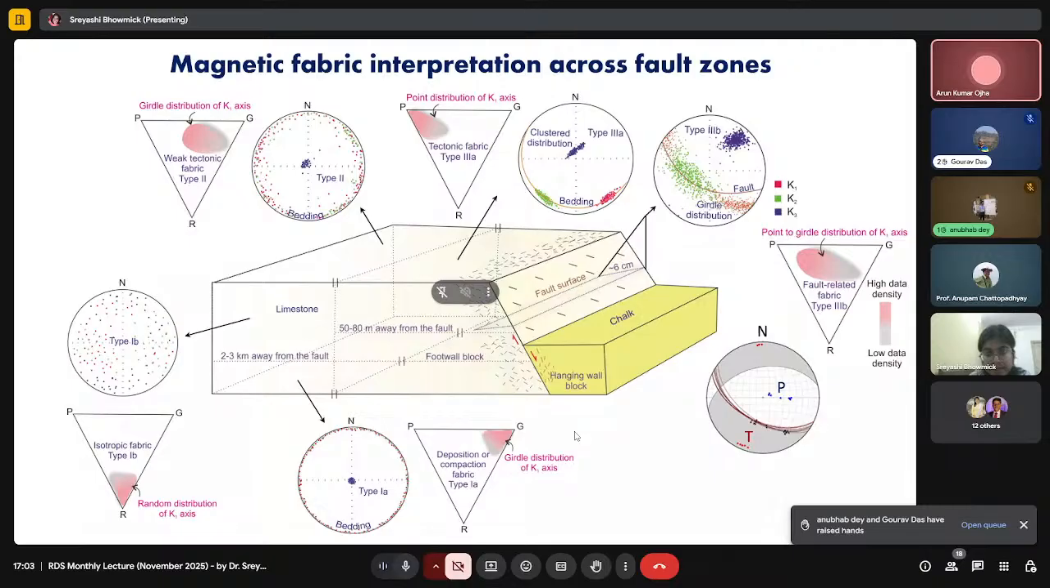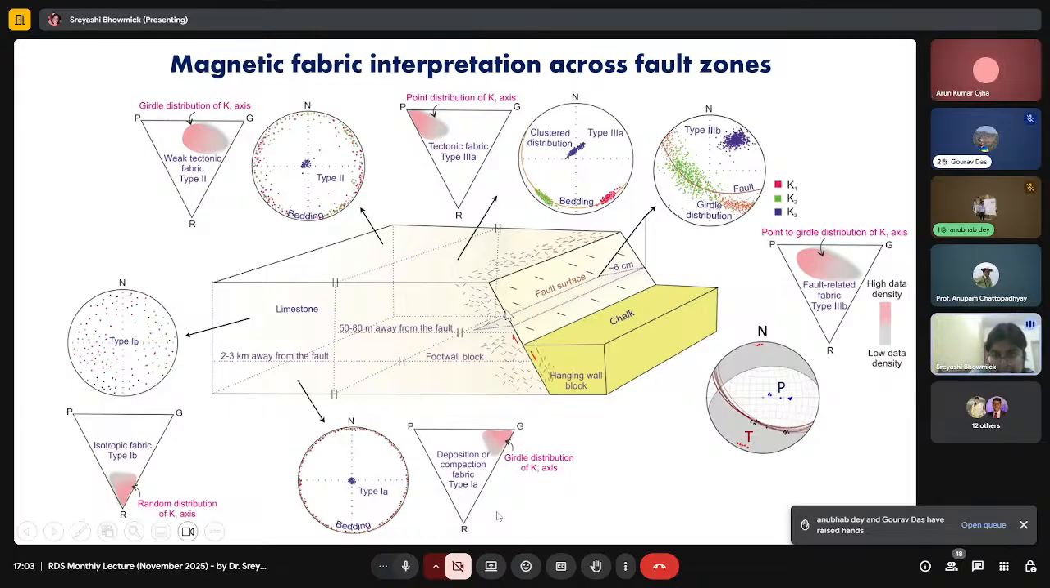Sreyashi, I have one more doubt on this slide only. Your along-fault AMS measurement shows a girdle distribution, right? And as we move away from the fault, you have a girdle distribution up to 80 meters. Then I think at 2 to 3 kilometers, you have a random distribution, right?